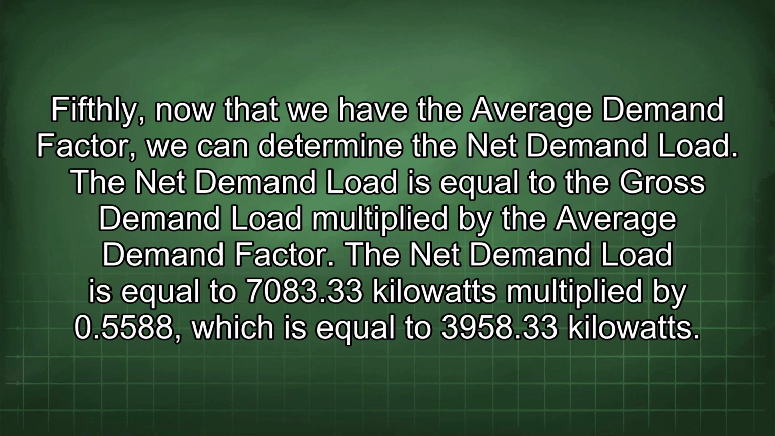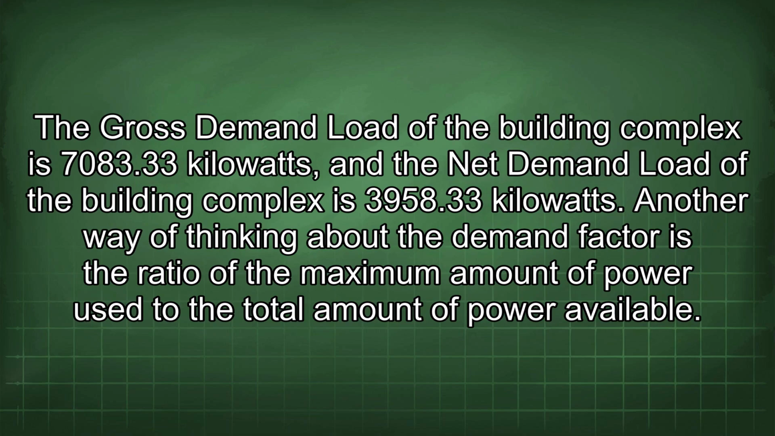Fifthly, now that we have the average demand factor, we can determine the net demand load. The net demand load is equal to the gross demand load multiplied by the average demand factor. The net demand load is equal to 7083.33 kilowatts multiplied by 0.5588, which is equal to 3958.33 kilowatts. The gross demand load of the building complex is 7083.33 kilowatts, and the net demand load of the building complex is 3958.33 kilowatts.